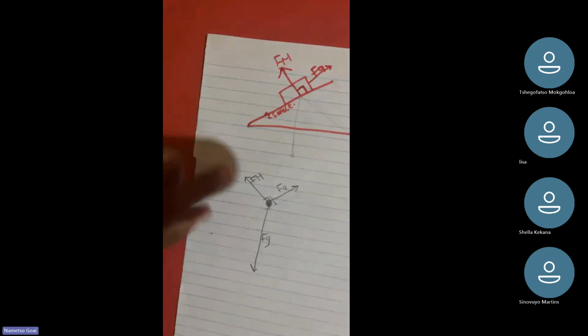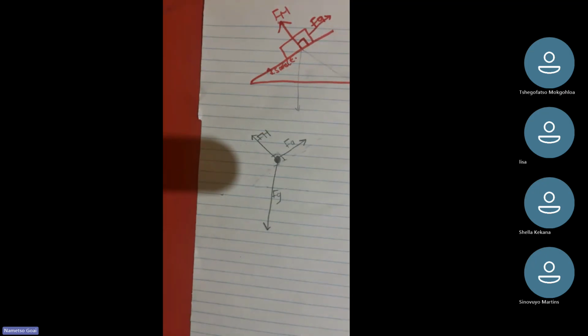Then afterwards, we just erase our surface because we drew our surface so we could draw our forces accurately. Do you guys get this?